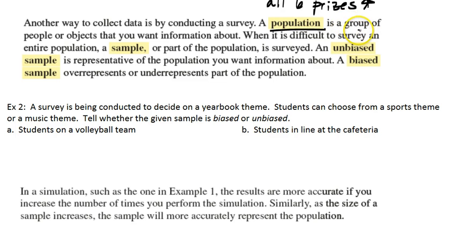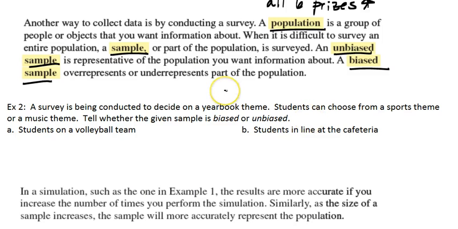When it's difficult to survey an entire population, we survey a sample of the population. So for almost every survey, it is impossible to survey every single person. For example, with political polls, it's impossible to survey every single person who's going to go vote. So they just survey a sample of people. Here's a key concept for this section. An unbiased sample is representative of the population you want information about, and a biased sample overrepresents or underrepresents part of the population. Let me give you an example and it'll make a little more sense.